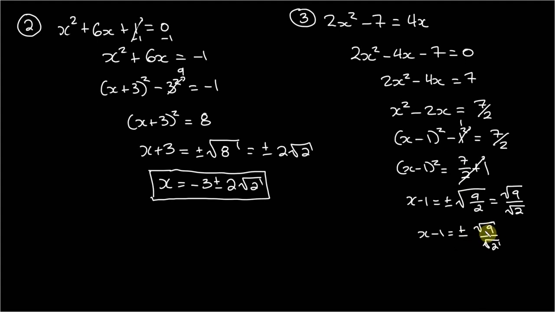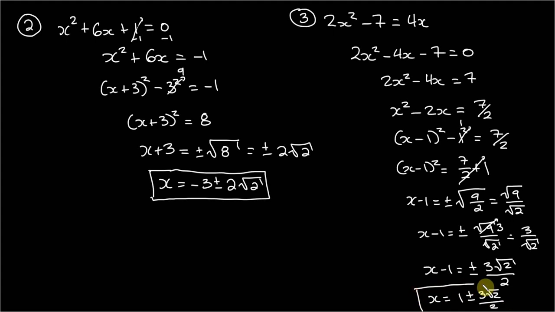Well, the square root of 9 is 3. And root 2, that's going to leave us with 3 over root 2. And then we just want to rationalize the denominator. And so that's going to leave us with x minus 1, which equals plus minus 3 root 2 over 2. And now we just add 1 to both sides, so it's going to be x equals 1 plus minus 3 root 2 over 2. And we're done.